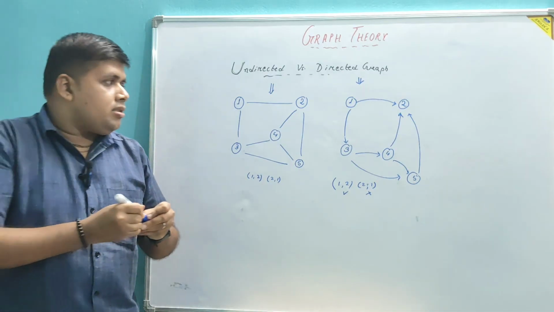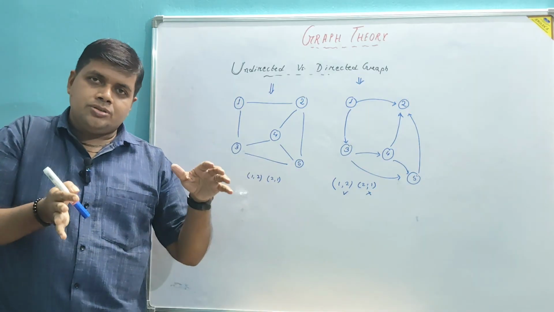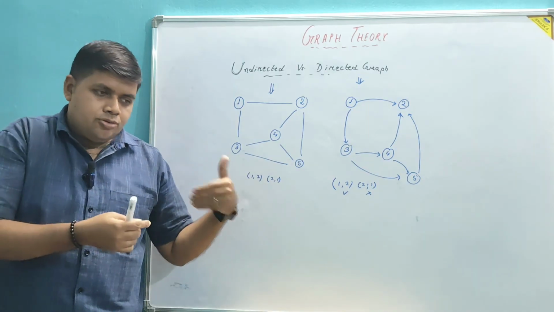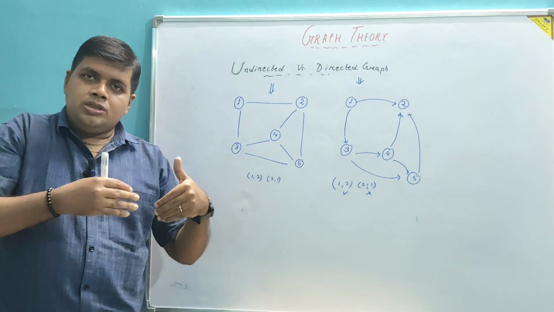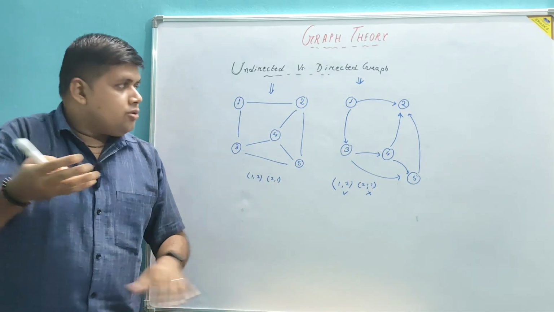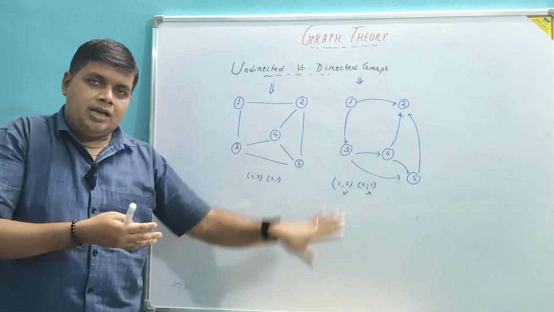Now, where is the concept of directed graph used? We have observed there are some lanes in highways through which we can go, but we cannot come. Similarly, there are roads which we can come, but we can't go. So those follow the concept of directed graph.